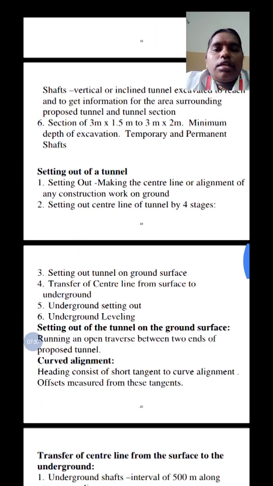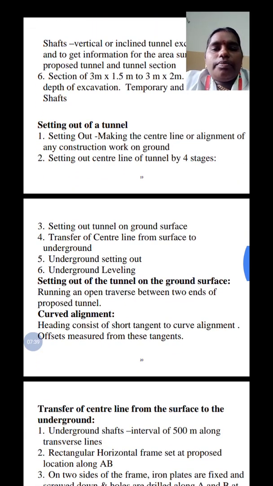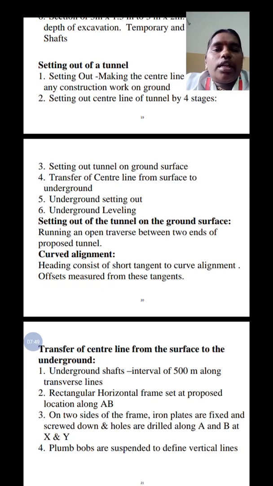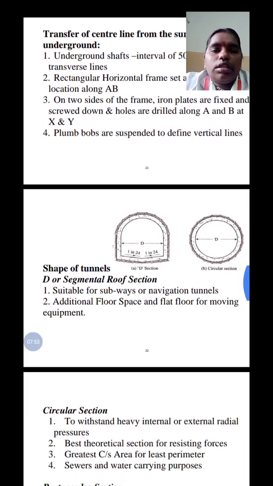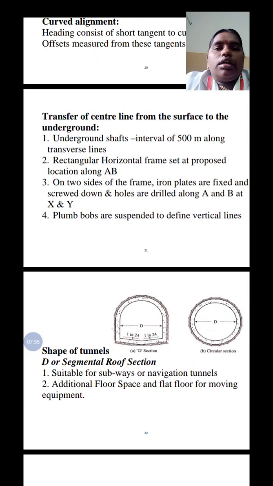Next one is setting out of tunnel. It has 4 stages. First one, setting out of tunnel on ground surface. Next, transfer of center line from surface to underground. Next one, underground setting out. Next one, underground leveling. In the first step, transfer of center line from the surface to the underground, in underground shaft, interval of 500 meter along transverse line. A rectangular horizontal frame is set at proposed location along AB.